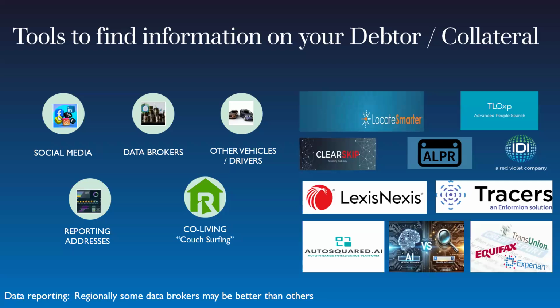So tools that we can use to find our debtor and/or collateral: social media, there's data brokers. As you can see on the screen, there's several data brokers. Look up other vehicles that they may own. Reporting addresses. And one thing that's becoming more common is co-living. We call it couch surfing, where they jump from place to place to place. So those are the ones that are a little bit tougher to find.